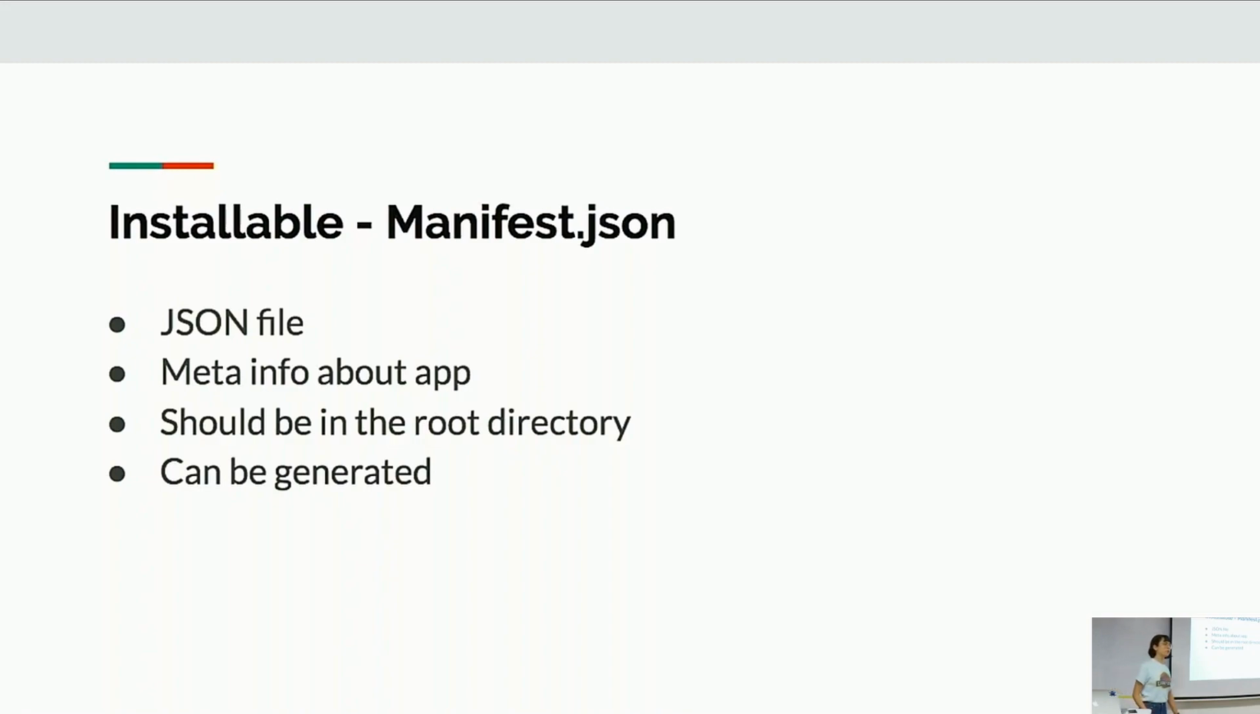Okay, so how do you make an application installable? You have to have a manifest.json. So it's just a JSON file. It has metadata about your application. It should be in the root directory. And you don't need to write it from scratch. You can use tools to generate one.